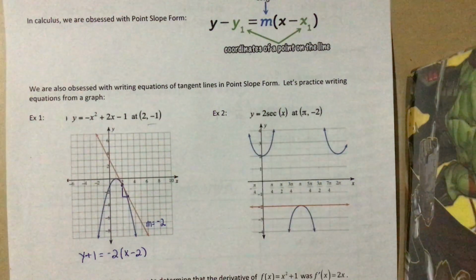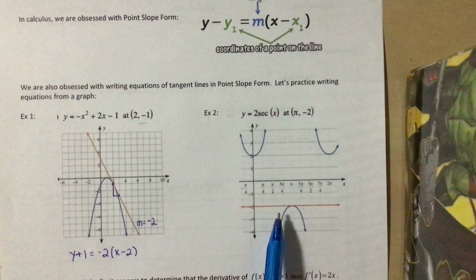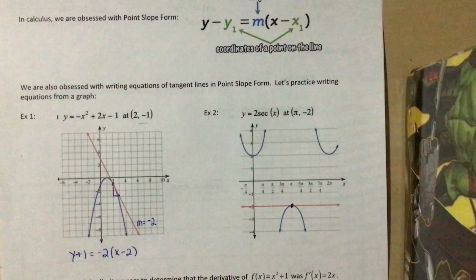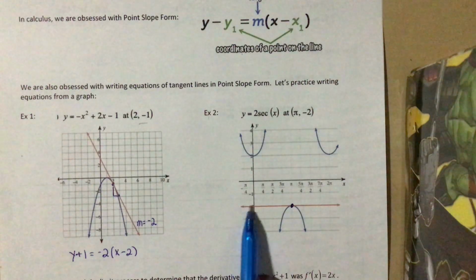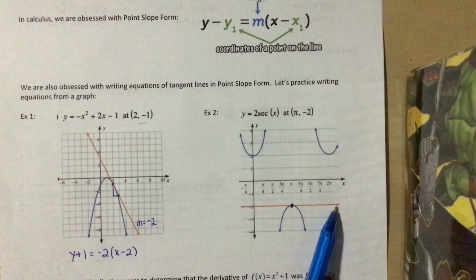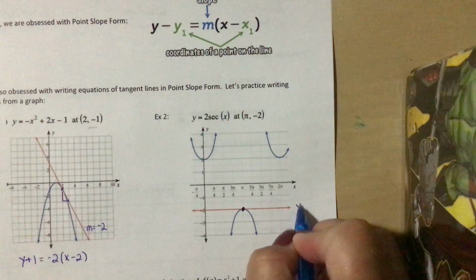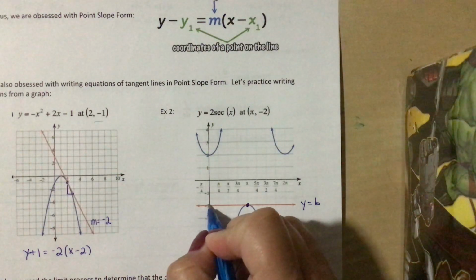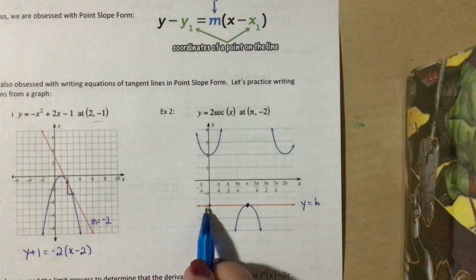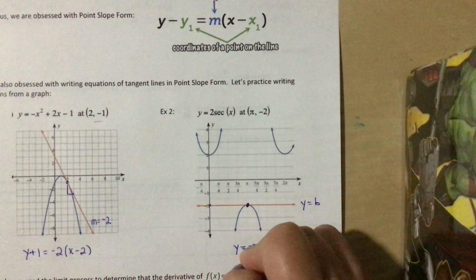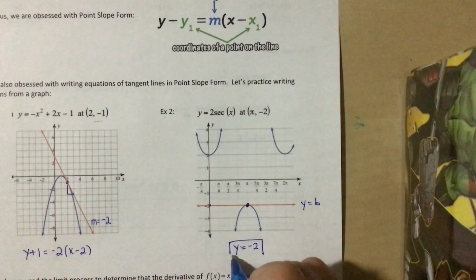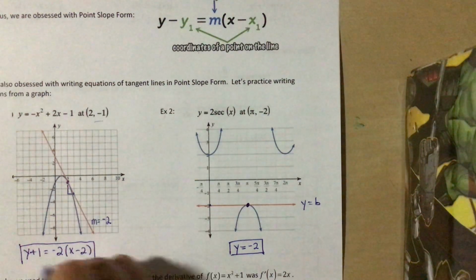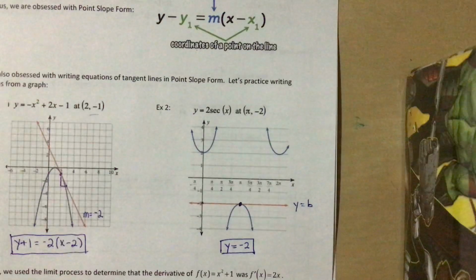Fancy equation, y equals 2 secant x at pi, comma, negative 2. So right here, that little maximum. So my tangent line is obviously horizontal, right? So that means it's going to be in the format y equals b, whatever the y-intercept is, since it passes through negative 2. Our equation of our tangent line this time is just y equals negative 2 because it's horizontal. So that's how we write them up that way. And we've got horizontal tangent lines.